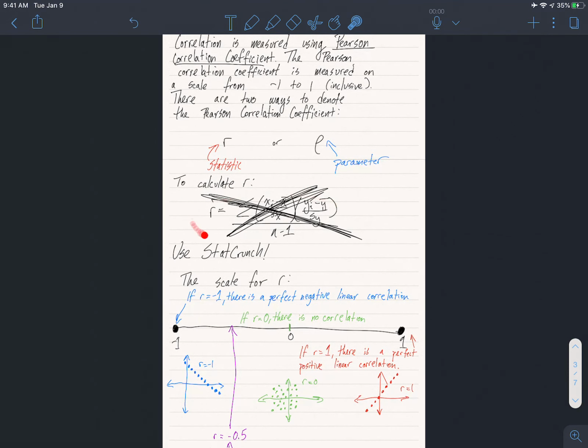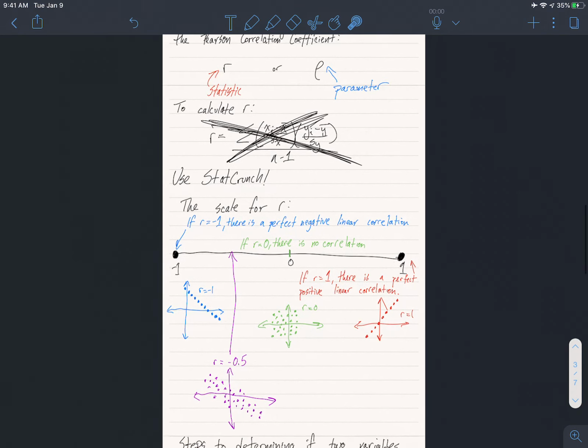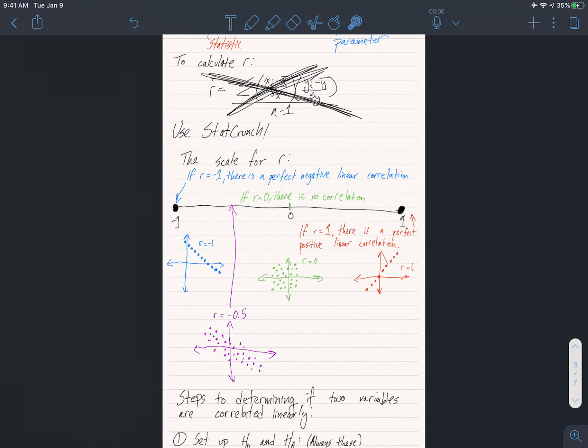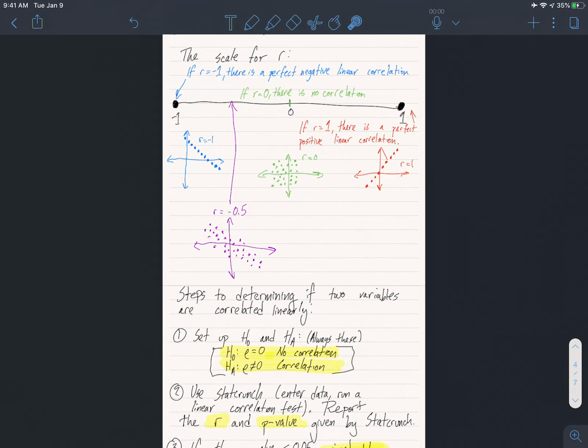To calculate R, there's this really nasty thing that the book tries to teach us. We're not going to worry about that. We're only going to use StatCrunch. This R that you can calculate either using this nasty formula or StatCrunch is measured on a scale of -1 to 1. In the middle of that scale, 0 means there's no correlation whatsoever. As you move farther away, it becomes more and more perfect. On the positive side, they become positive linear correlations, with 1 being a perfect straight up and down line. And on the negative side, it'd be a perfect negative line, right? Negative slope. And then anywhere in between, the dots can follow a line shape, but not nearly as perfectly.